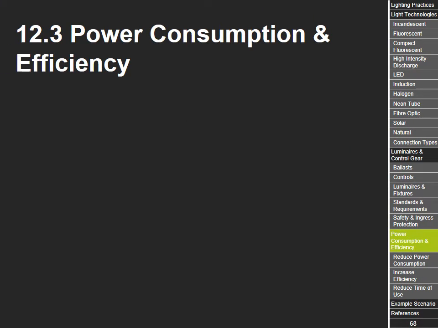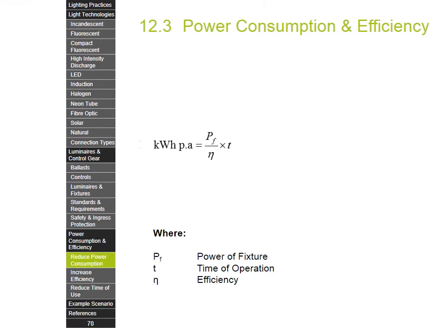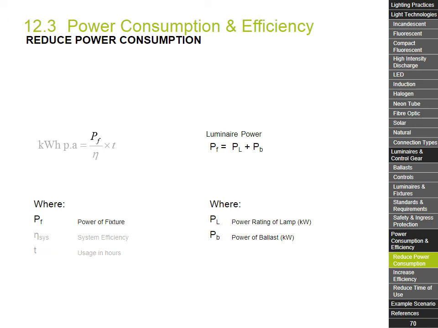Power consumption and efficiency. The total power consumption of a lamp can be easily calculated by multiplying the rated power by its respective time of use. In this case, the efficiency of the luminaire can be assumed as 1. Here the rated power is a measure of the power rating of the lamp and the ballast combined.